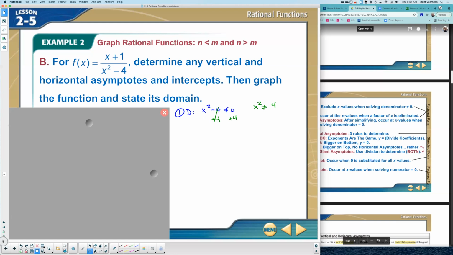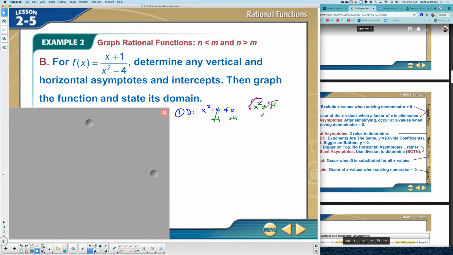Camilla, how do I get rid of a square? What's the opposite of a square? What is the opposite of a square mathematically? Evelyn, you want to help her out? Square root. Okay, we need a square root here. I'm adding a square root that's not originally part of the problem. What comes with a square root that's not originally part of the problem? Plus or minus.